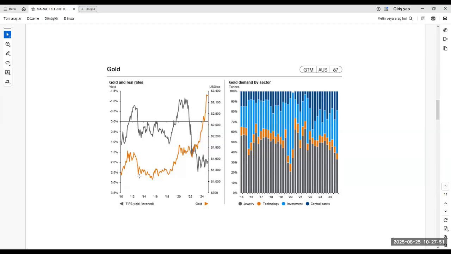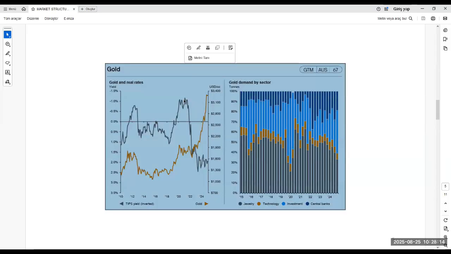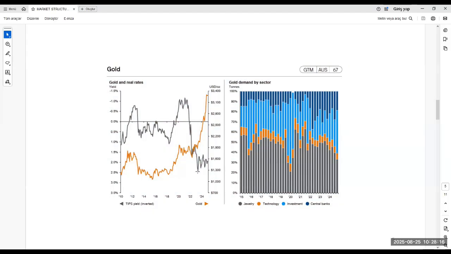And on the left-hand side, as you see, as the real rates go up, please look at this one. This is inverted, okay? So from here to here, this means that the real rate is increasing. From here to here, real rate increasing, from -1 to positive 2.5. There is an increase in real rates and in the gold prices as well.